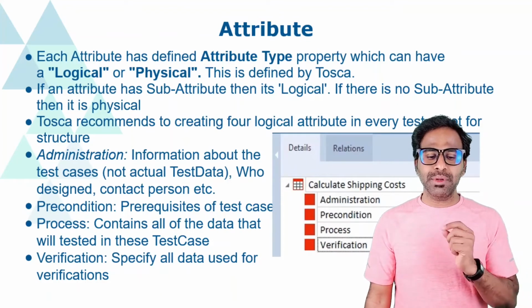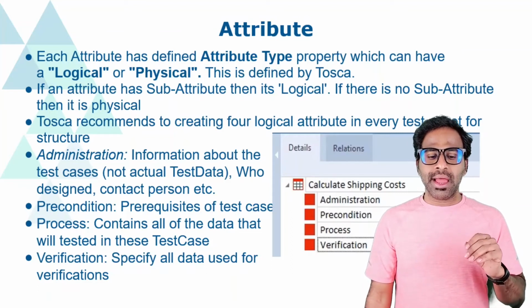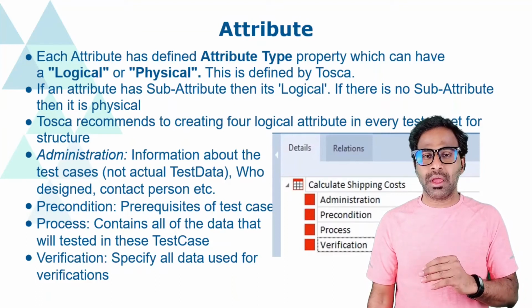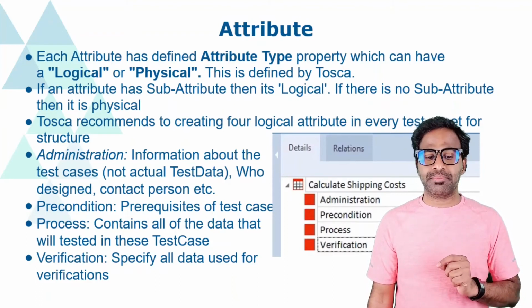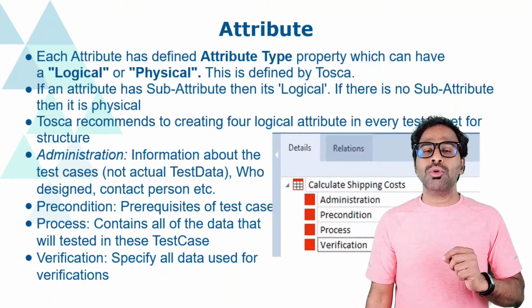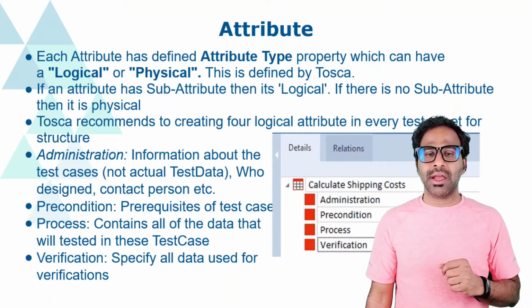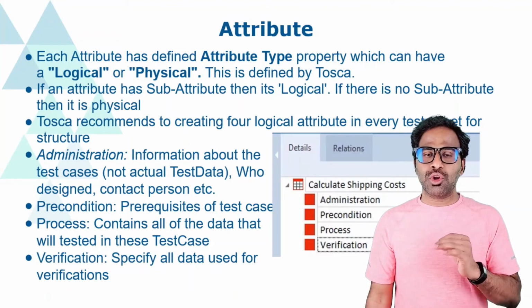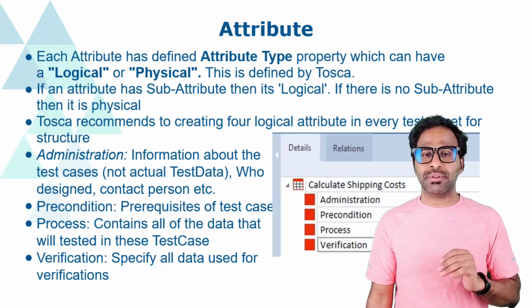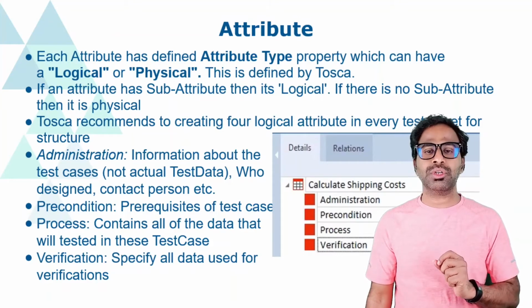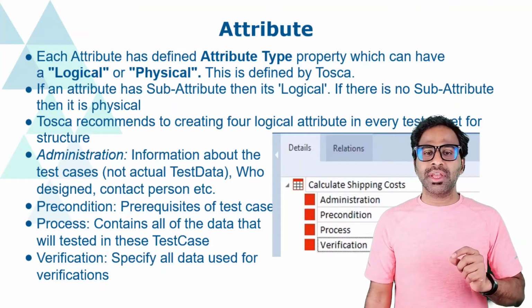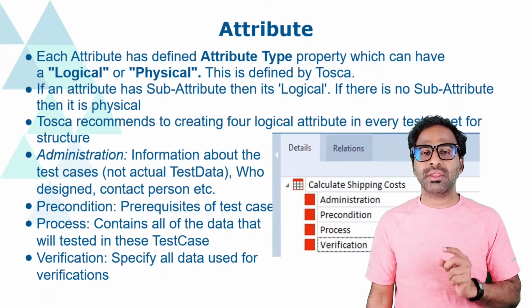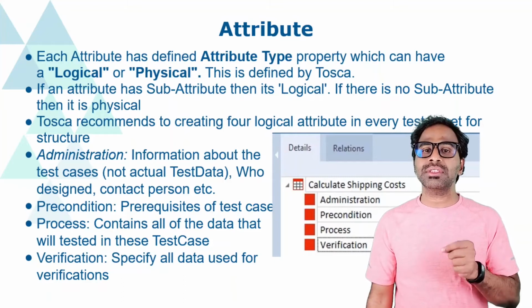First one is administration. Here administration is the information about the test cases but not the actual test data. That means who is designing this test case, who is the contact person, etc. So basically you will be defining attributes within the administration attribute which are information related to the test case, but you are not going to define the actual test data in this attribute.